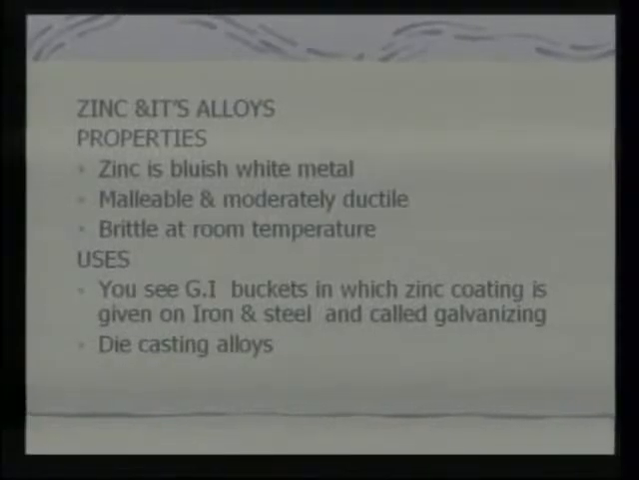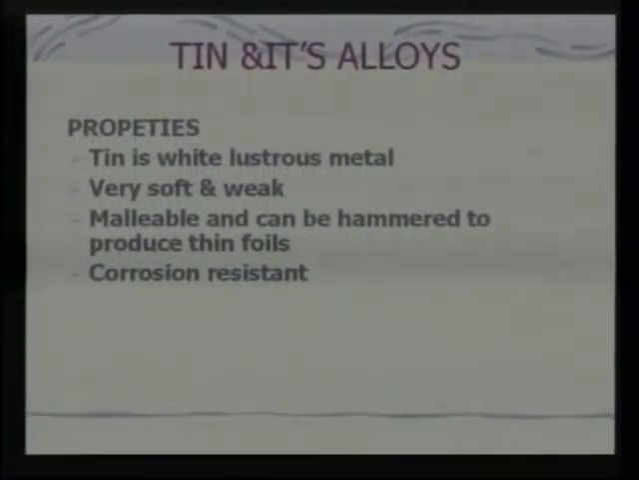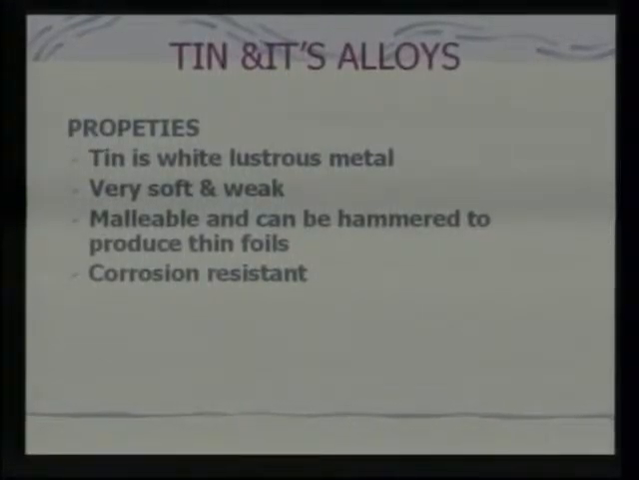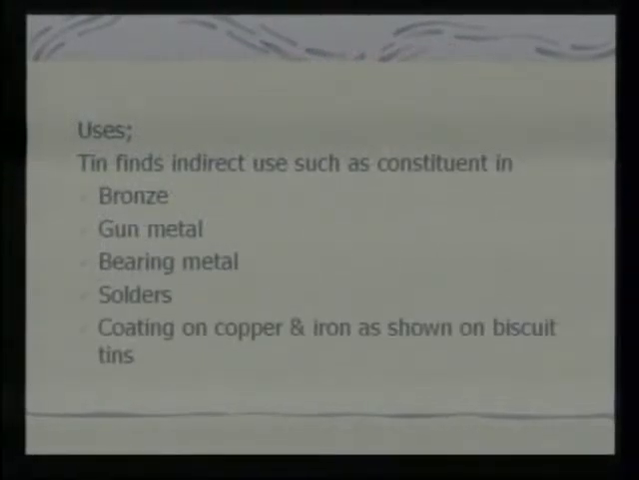The uses are like this. You see GI buckets in which zinc coating is given on iron and steel and called galvanizing. It is also used for die casting alloys. Coming to tin and its alloys, the properties are like this. Tin is white lustrous metal, very soft and weak, malleable, and can be hammered to produce thin foils, corrosion resistant.